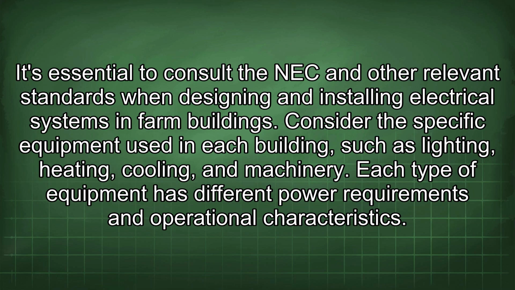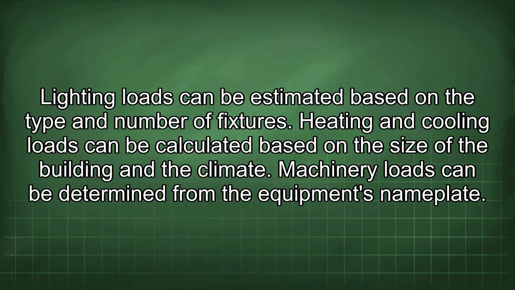Consider the specific equipment used in each building, such as lighting, heating, cooling, and machinery. Each type of equipment has different power requirements and operational characteristics. Lighting loads can be estimated based on the type and number of fixtures. Heating and cooling loads can be calculated based on the size of the building and the climate. Machinery loads can be determined from the equipment's nameplate.